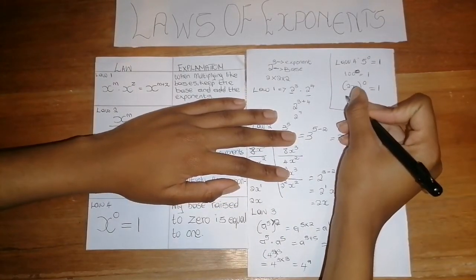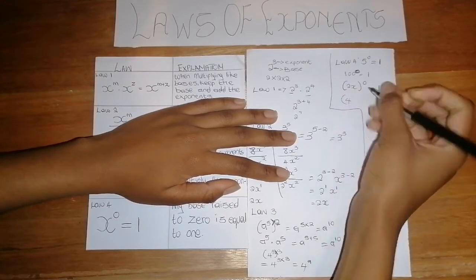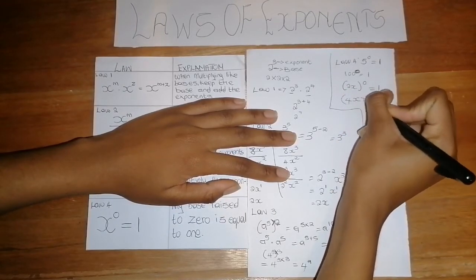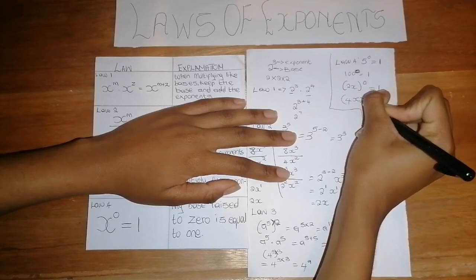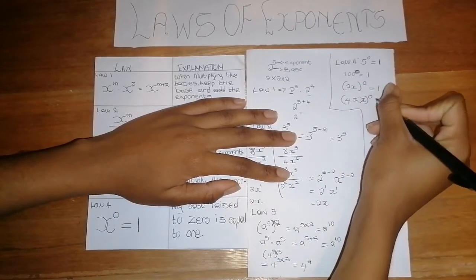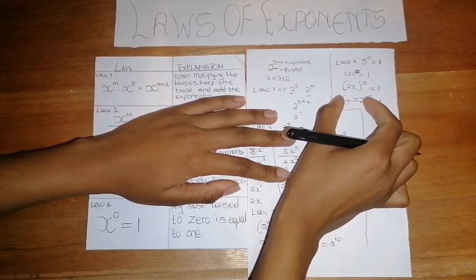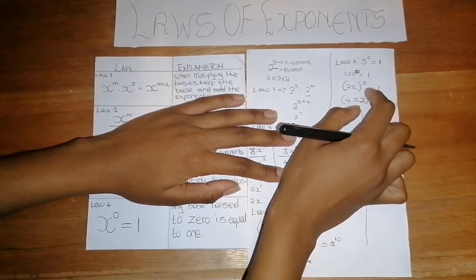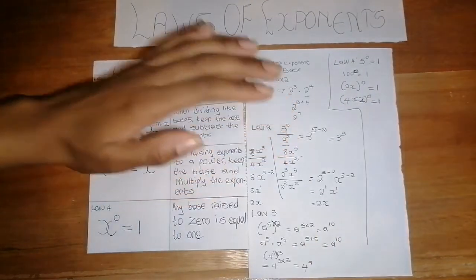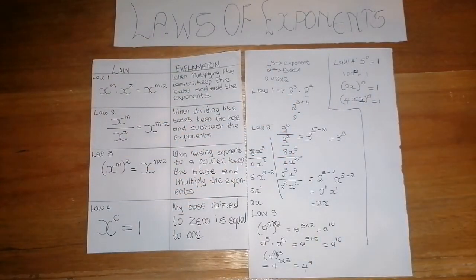Let's do another example: (4xz) to the exponent 0. It is still equal to 1 because this whole term is to the exponent 0. I really hope that you understand the few laws of exponents that we dealt with today.